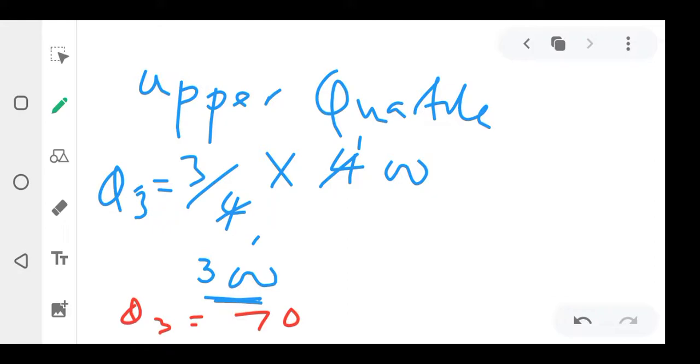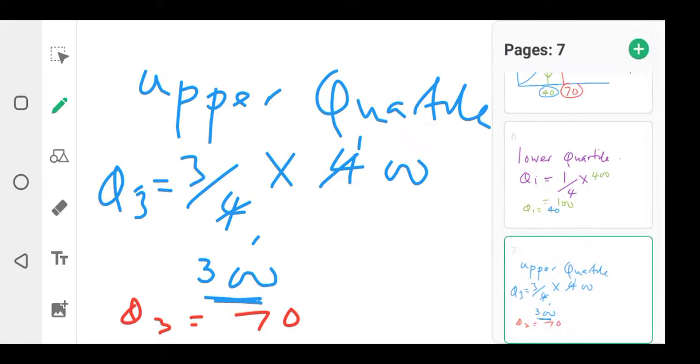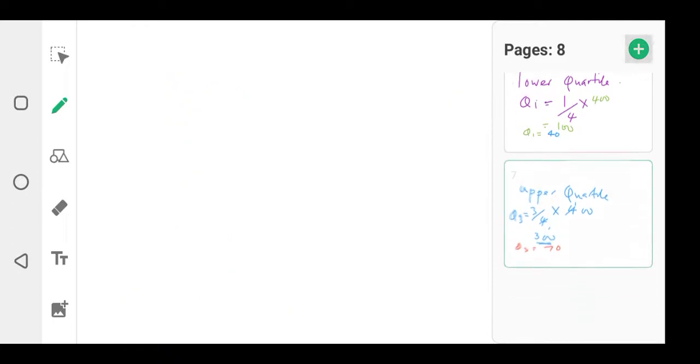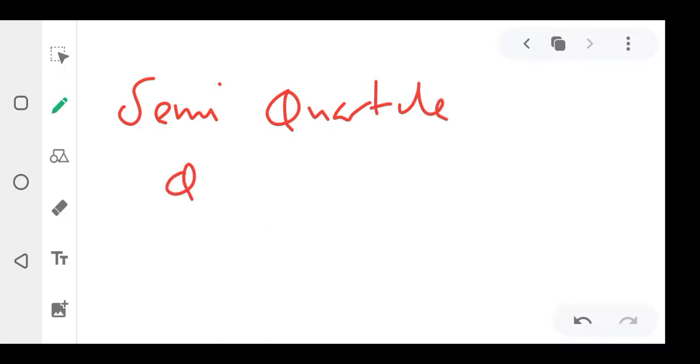Now to find the semi quartile, since you have found Q1 and also you have found Q3. Q3 is 70. Q1 is 40. So to find the semi quartile, what do you do? You say semi quartile is equal to Q3 minus Q1. The answer you get, you divide by 2.